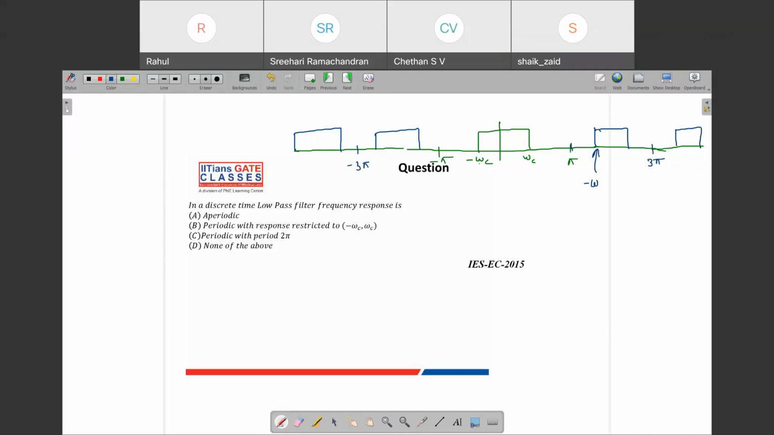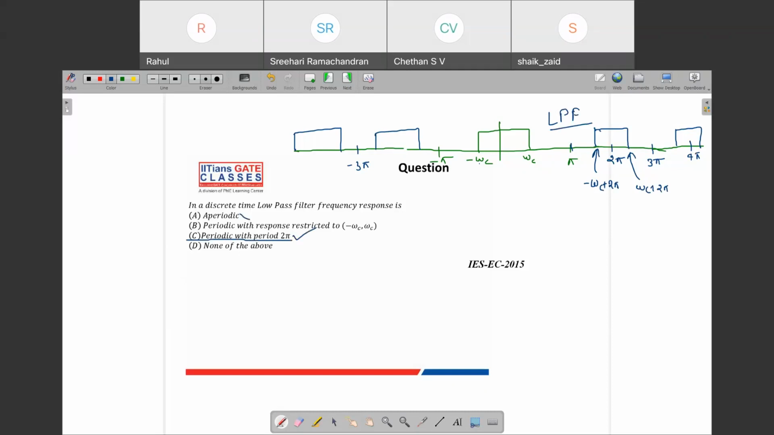So this will be minus omega c plus 2 pi, this will be plus omega c plus 2 pi, and this will be centered around 2 pi. Then there will be 4 pi and so on. This is how the low pass filter frequency response is going to look in the frequency domain. So this will be the correct answer, periodic with 2 pi.